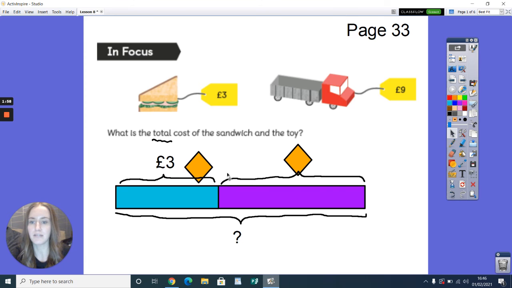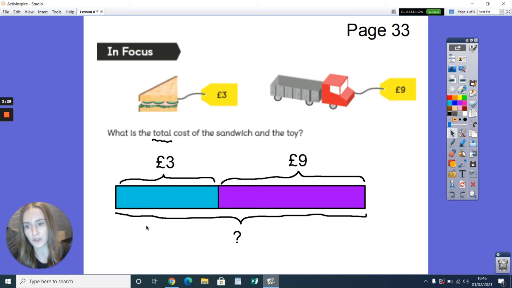If you said blue, you would be correct. And can you tell your adult why you think it was, how you knew it was the blue bar? And if you said because £3 is a smaller number and this blue bar is smaller, you would be correct. So that must mean the purple bar is the toy truck. So here we have the sandwich, which is £3, and we have the toy, which is £9.